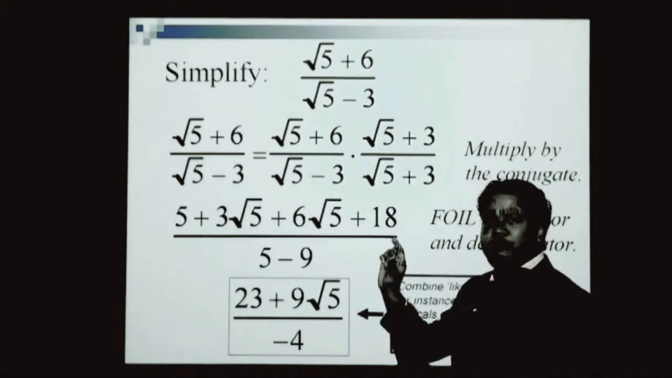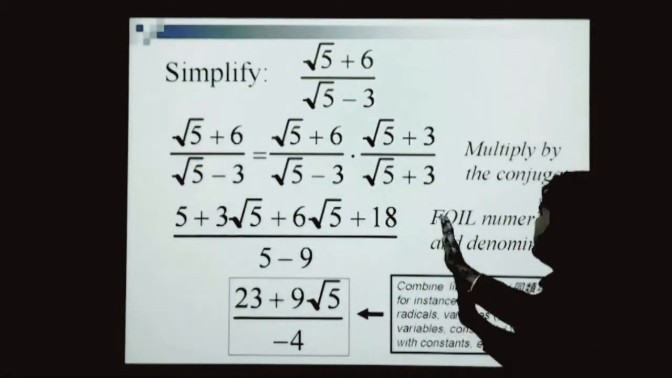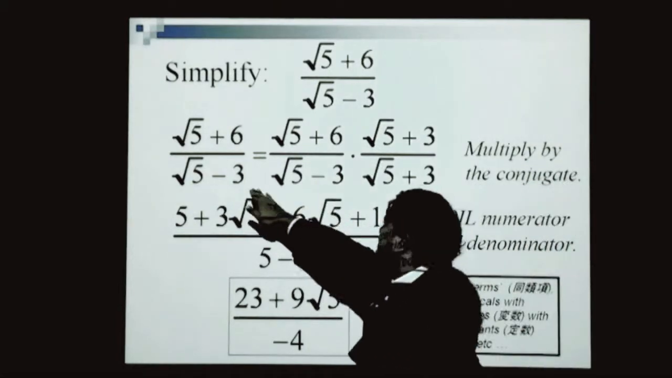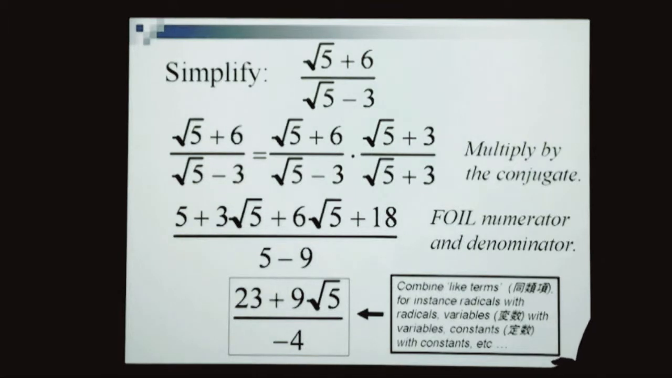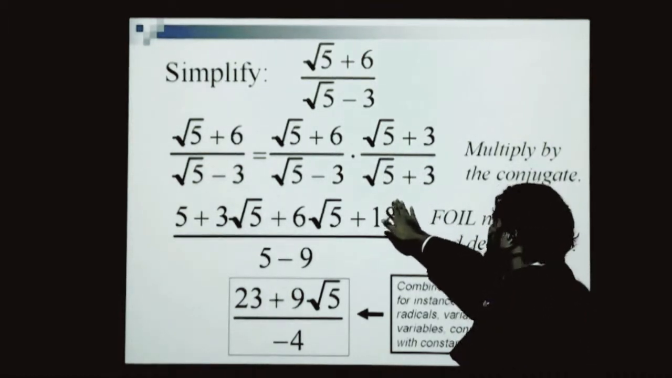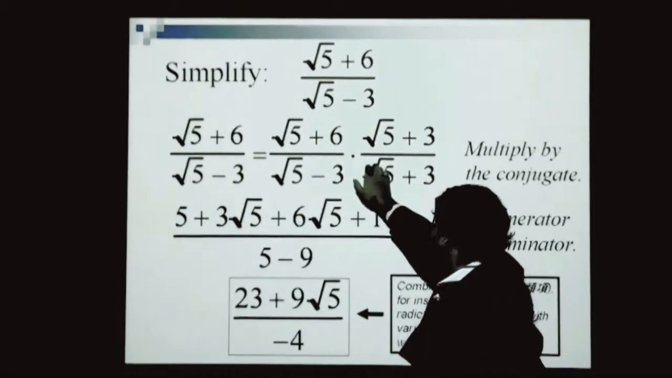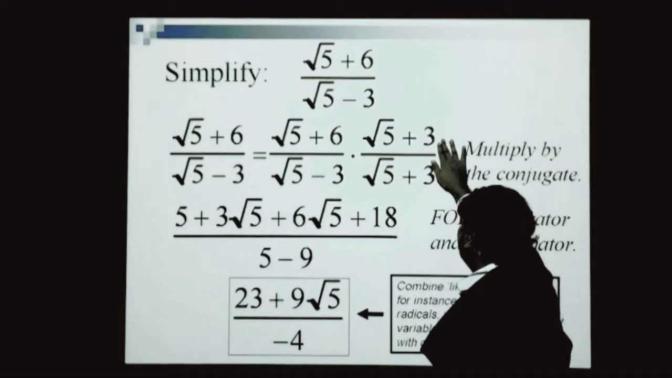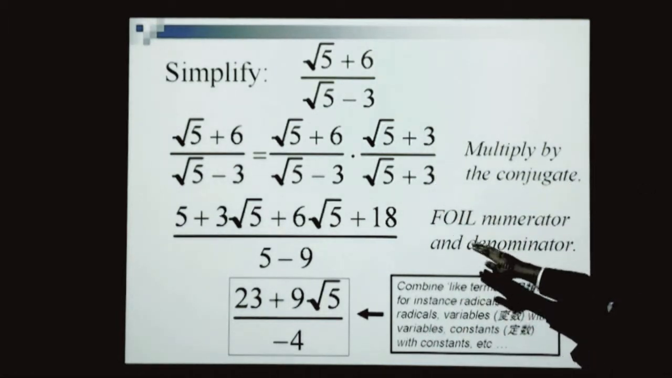Okay, first of all, starting off, remember the rule is to multiply by the conjugate. So we look at the conjugate of the term. What's the conjugate of square root of 5 take away 3? The conjugate is the square root of 5 plus 3. So we take our original term and we multiply it by the conjugate. Okay? Like we just did in the previous examples.